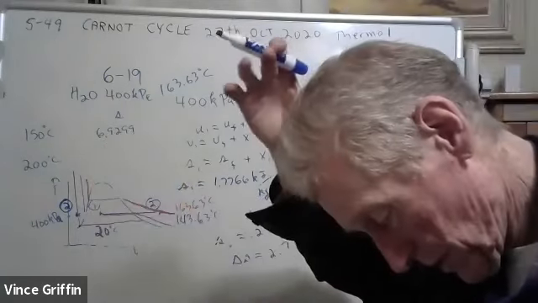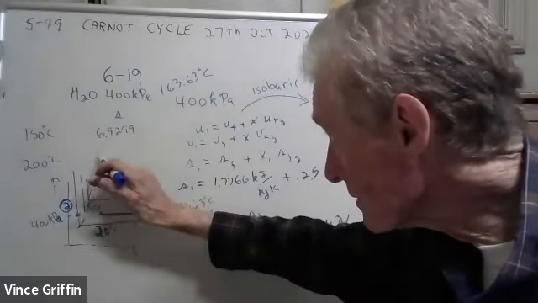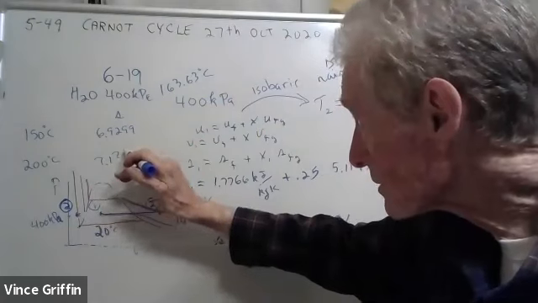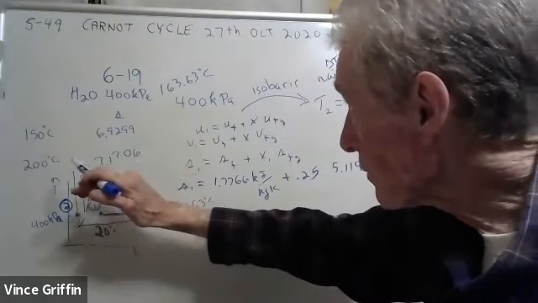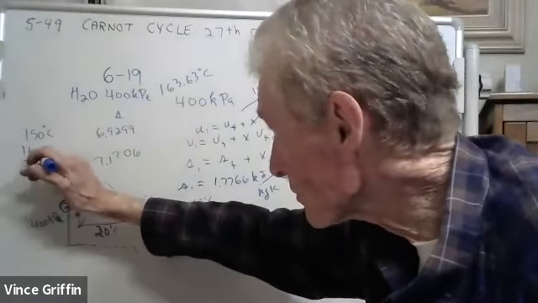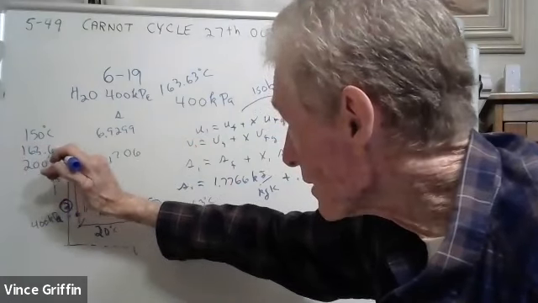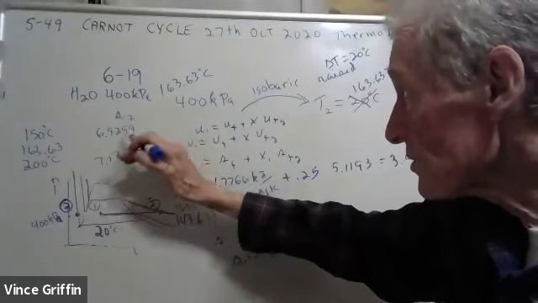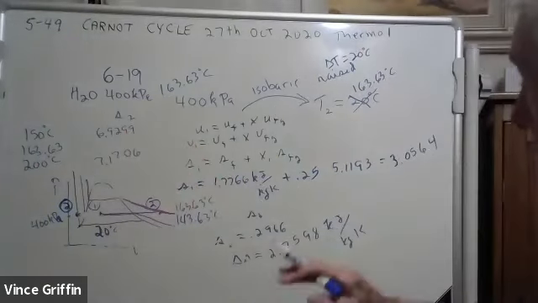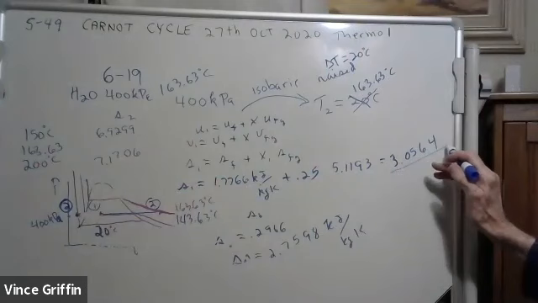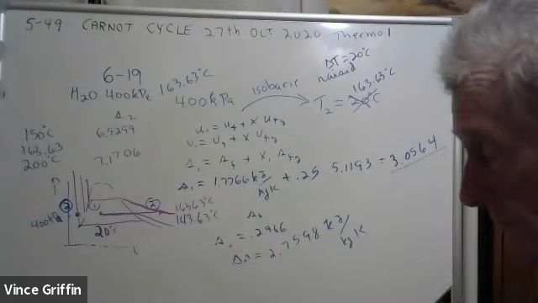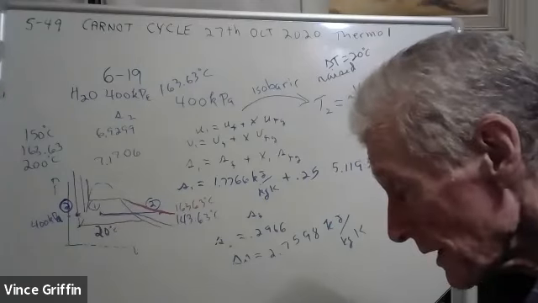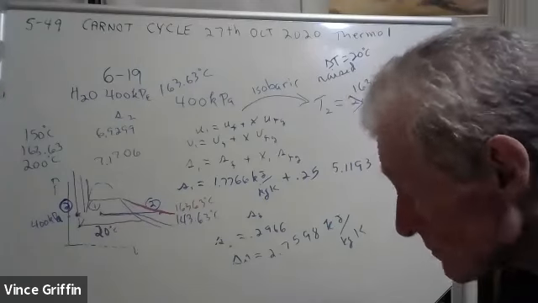And at 200, it is 7.1706. And see, what we want is 163.63. We have to interpolate. This will give us S2. We've got S1 here, it's 30564. We got that, and we can get the change in specific entropy.